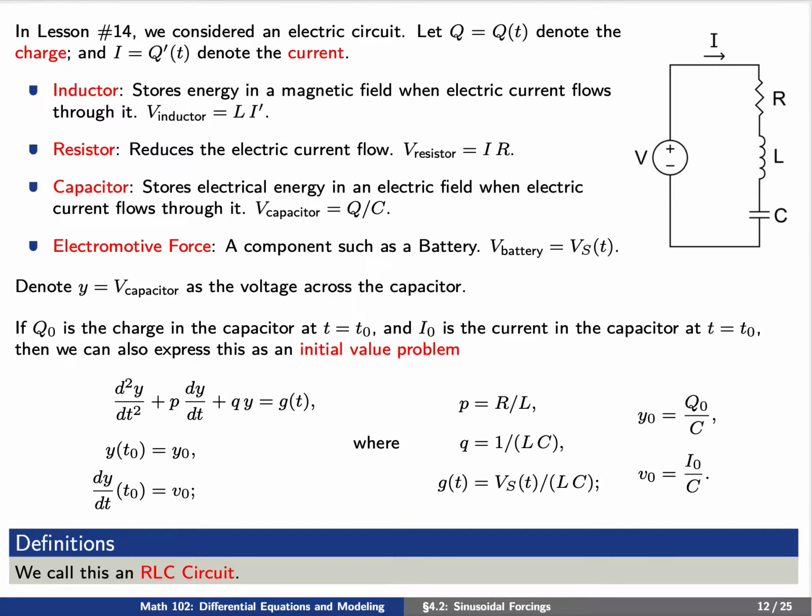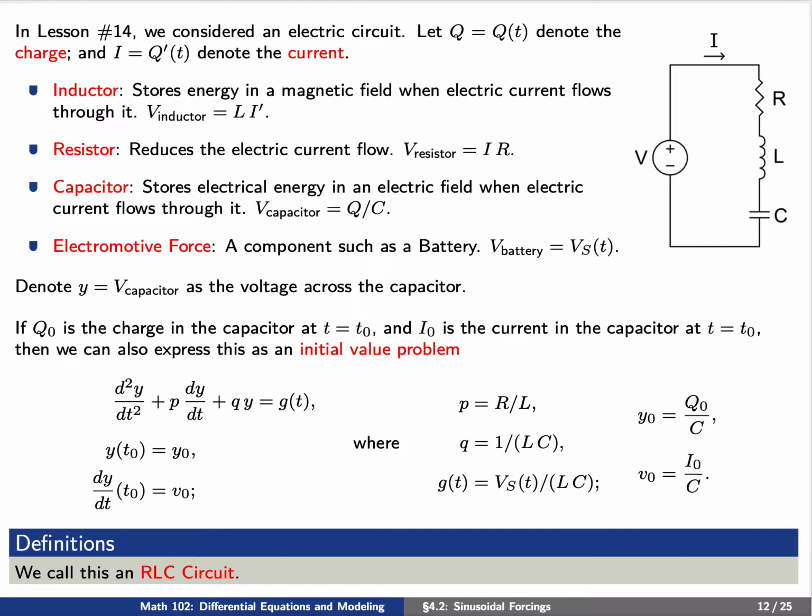For the second example, we go back to lesson 14, where we introduced an electric circuit. Let's denote Q as the charge and I as the current. We assume that our electric circuit has four components. First, an inductor, in which case the voltage is proportional to the derivative of the current. Second, a resistor. This is a component that reduces the electric flow.